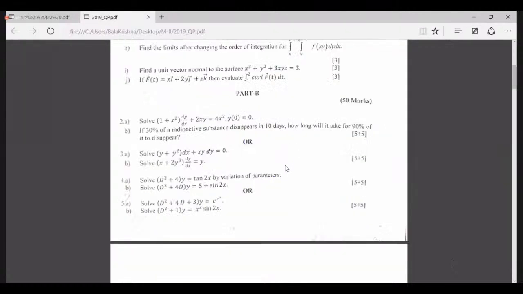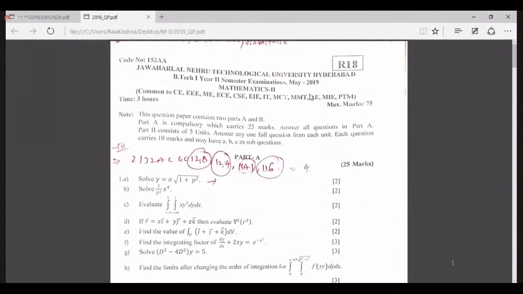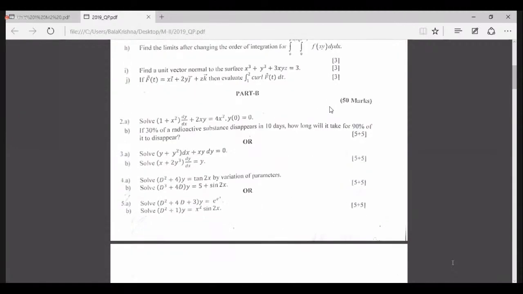Just see here, this is the previous year question paper, 2019. If you see this question, you are given: solve (1 plus x square) dy by dx plus xy is equal to 4x square. The initial condition is, for x equal to 0, y value is also 0. You need to solve this one.